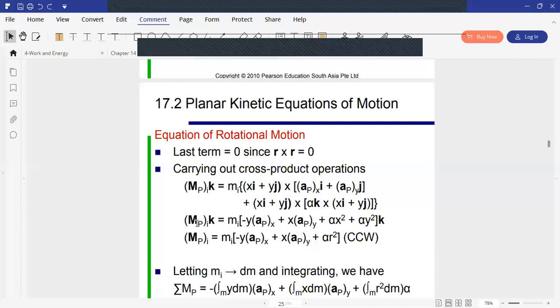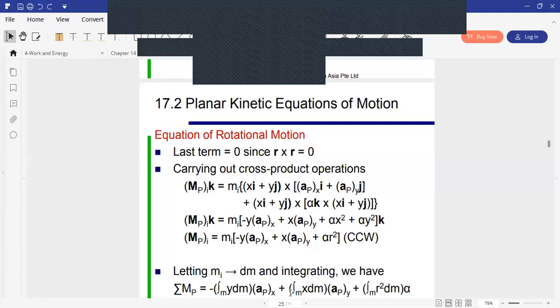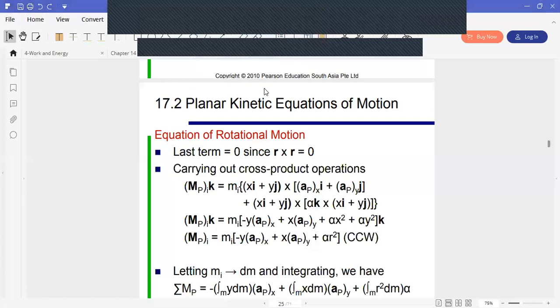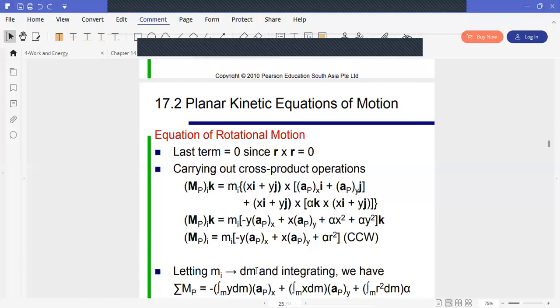If I want to find the total moment, what should I do? I should do the summation of moments about P, so I should integrate this term. If I integrate, what do I get? I have minus the integral of y dm a_Px, plus the integral over m of x dm a_Py, plus the integral over m of r squared dm alpha. Can you tell me why we have taken a_Px, a_Py, and alpha outside of the integration?